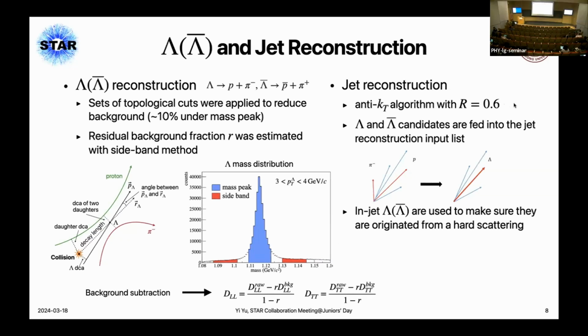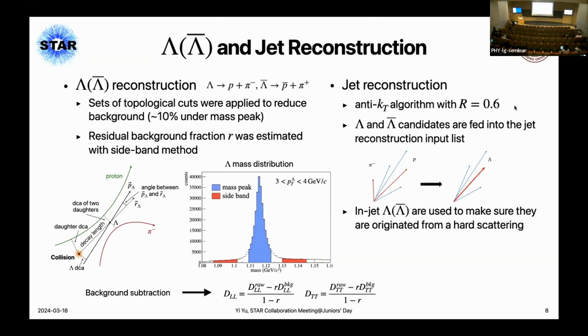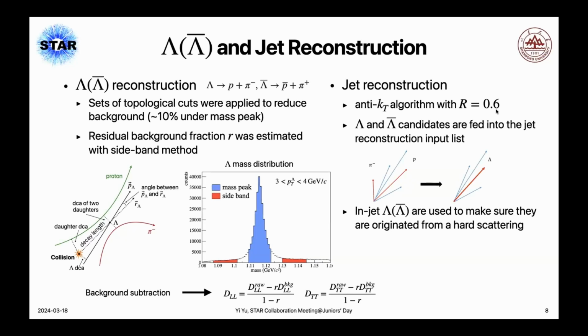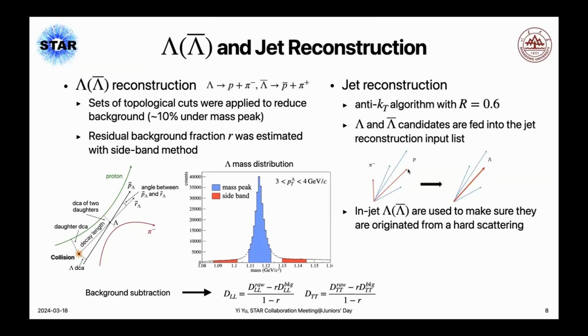And the jet is reconstructed with the anti-kT algorithm, with the resolution parameter 0.6. And in addition to the TPC tracks and energy deposits used in the jet reconstruction, the lambda and anti-lambda candidates are also fed into the jet reconstruction input list, as shown in the cartoon. Here, the daughter proton and the pion are removed from the list, and the lambda are added to the list. And also the injected lambda are used to make sure that the lambda originated from a hard scattering.